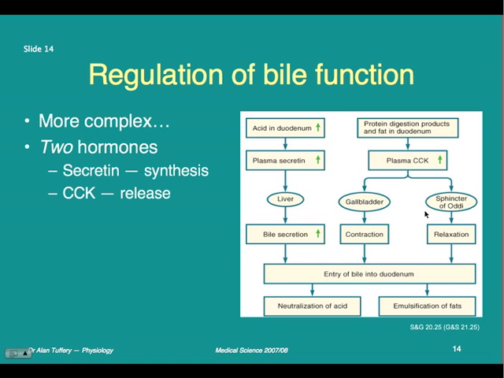It will only do that, however, if you can relax the sphincter of Oddi, that's to say the sphincter which is at the end of the pancreatic duct, the common duct, where the bile comes in, pancreatic juices come in. If that sphincter doesn't open, you can secrete all the bile you like. It's not going anywhere. It'll back up. So you've got to relax the sphincter of Oddi, and that allows the entry of bile into the duodenum, and that's your emulsification of fats.